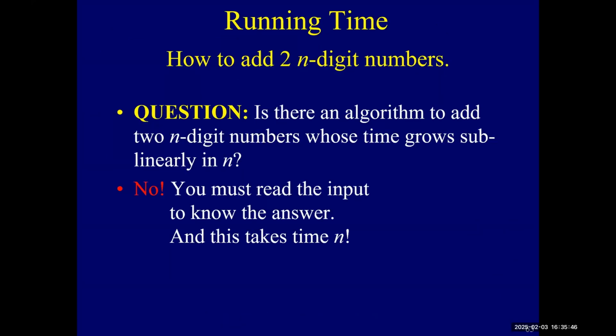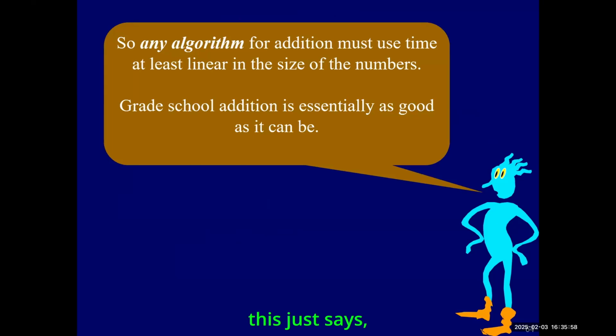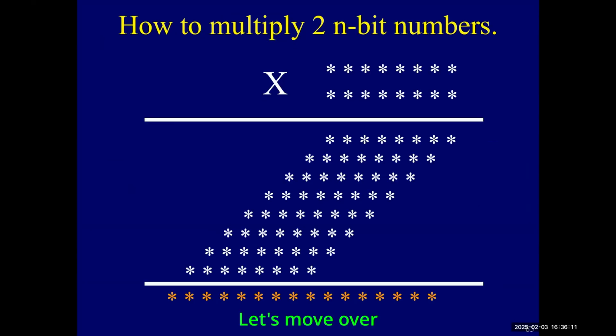Does that make sense? I mean, you can get the constant down, right? But you can't get the order n down. Everybody good? So now we know the exact time complexity of adding: you can do it in order n time, and you can't do it faster. Everybody good? Let's move over to multiplication.